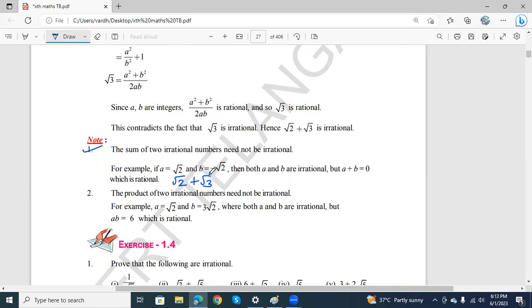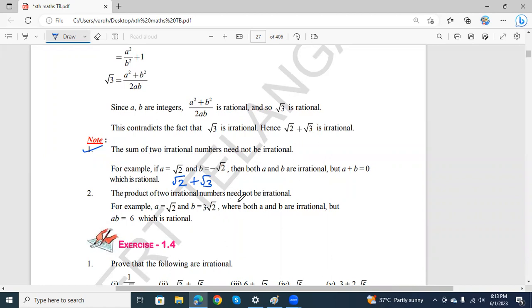Root 2 plus root 3, this is one irrational number. The result is irrational only. Sometimes you may get a rational, sometimes you may get an irrational. So the sum of two irrational numbers need not be irrational always. Sometimes rational also. Next, the product of two irrational numbers need not be irrational. Product of two irrational numbers always need not be irrational.